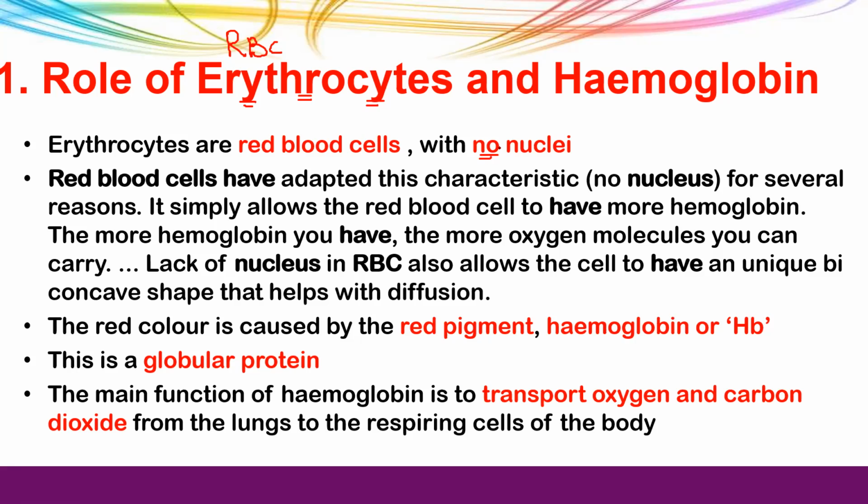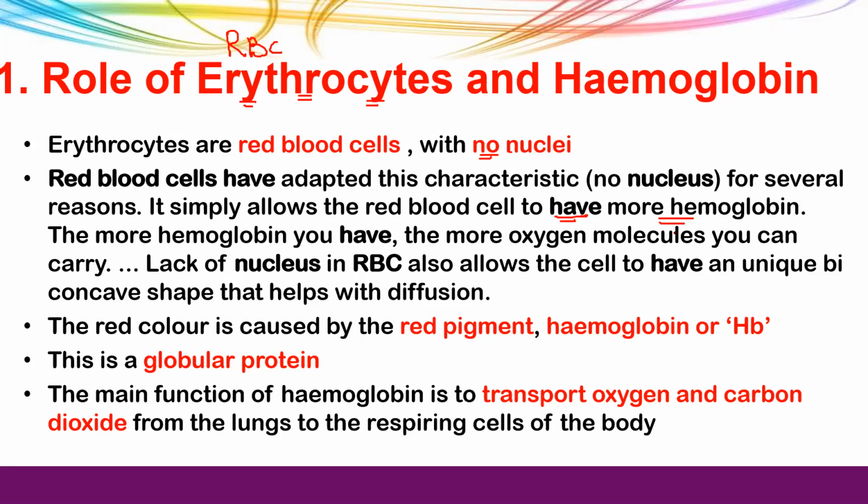These cells have a lifespan of 120 days, and then new red blood cells are distributed in the system. They do not have a nucleus, and there's a particular reason for that. This adaptation allows the red blood cell to have more hemoglobin, because since the nucleus is not there in the cytoplasm, there will be more space for hemoglobin. So this is one adaptation.